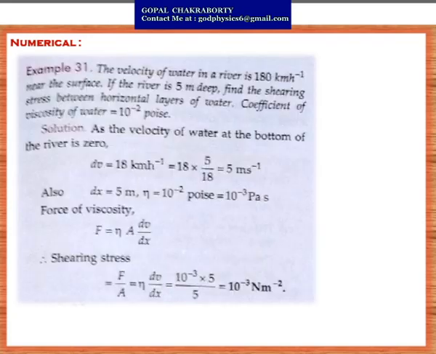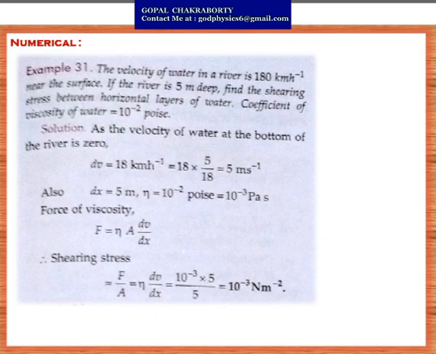Next problem: the velocity of water in a river is 18 km per hour near the surface. If the river is 5 meter deep, find out the shearing stress between horizontal layers of water. Coefficient of viscosity of water is given as 10 to the power minus 2 poise. As the velocity of water at the bottom of the river is 0, dV equals 18 km per hour, that means 18 into 5 by 18, that is 5 meter per second.